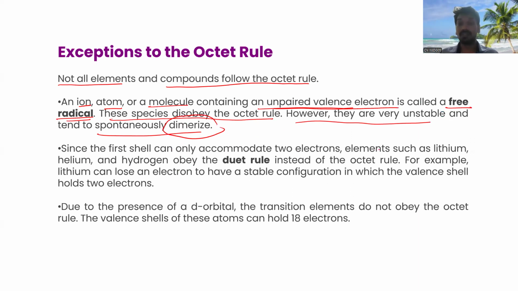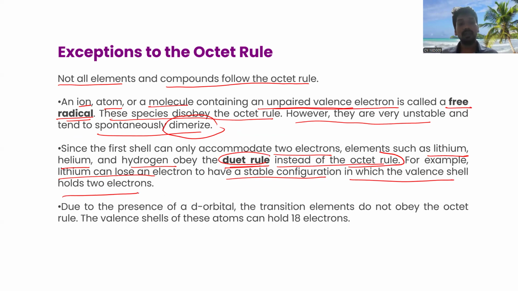Let's see some other examples. Like we can say some of the elements having only one shell, so they can accumulate 2 electrons, like lithium, helium, hydrogen. So they follow duet rule. So instead of the octet rule, these elements form duet rule. For example, lithium can lose 1 electron and have a stable configuration of 2 because lithium is having atomic number of 3. So they are going to lose 1 electron and can have 2 electrons in the outermost shell. So they also follow duet rule.